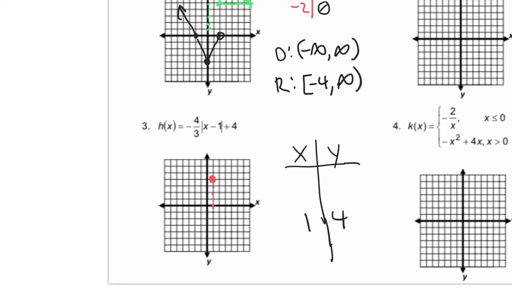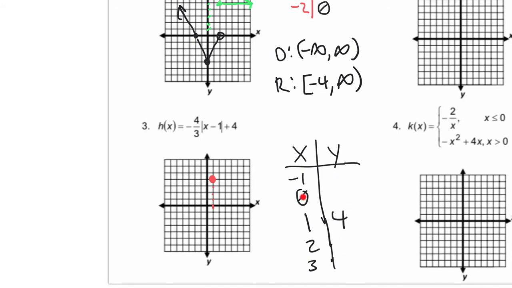Now, a couple values to the left of 1, clearly 0 would be good. -1 would be pretty good. Then we have 2 and 3. Now, you might be wondering, why am I doing that? Well, because this absolute value V shape is symmetric. So if I just find these y values, they're going to be matched over here.